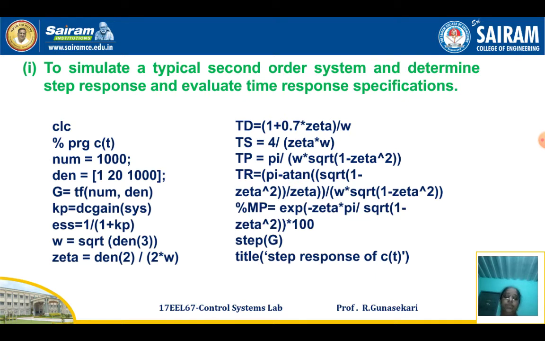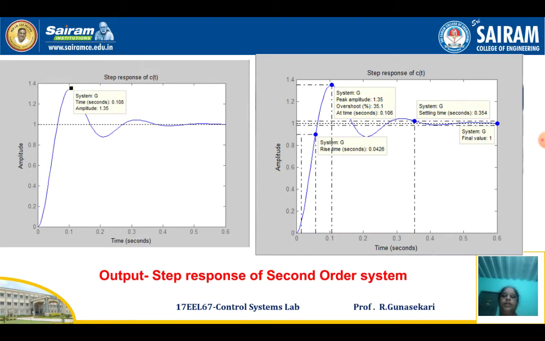Then step G, where G is the system, gives the system response. This is the logic of the program for the first part. Like that you get the output. After simulating the program, you can get a plot like this. On the left-hand side, the X axis is time and the Y axis is amplitude.